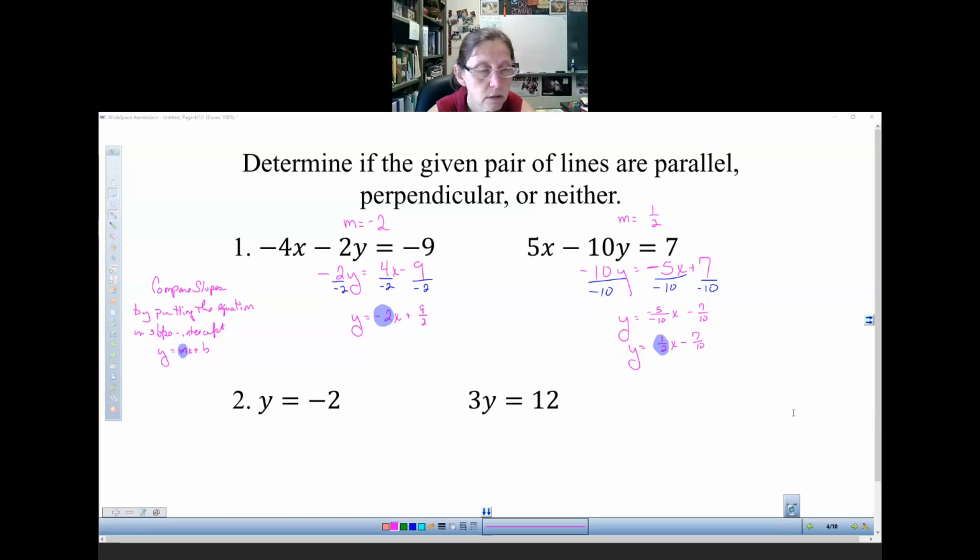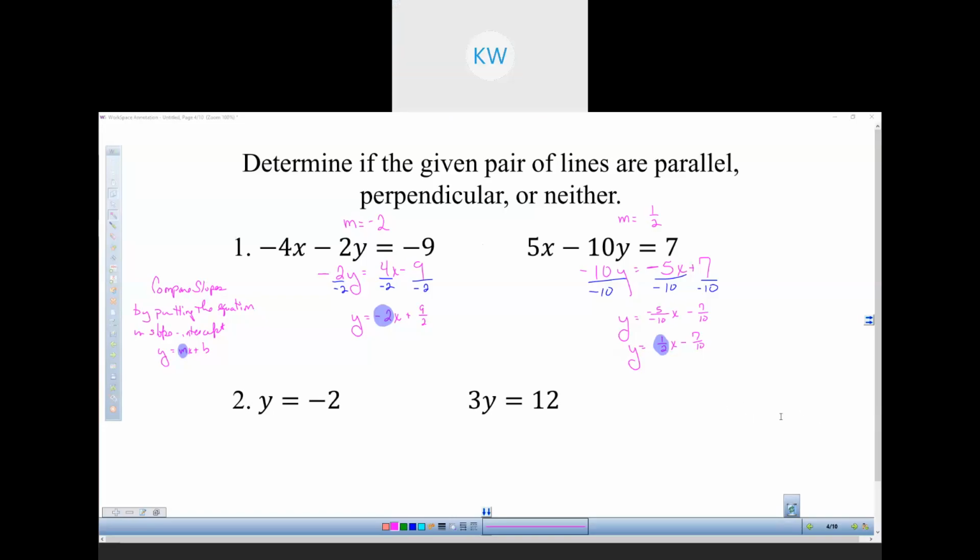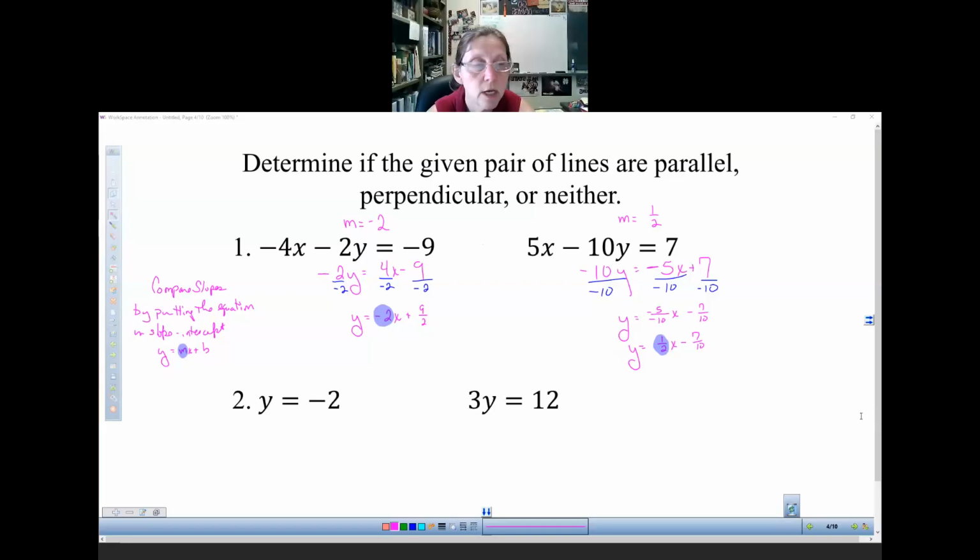Is it perpendicular? They are perpendicular. So, okay.